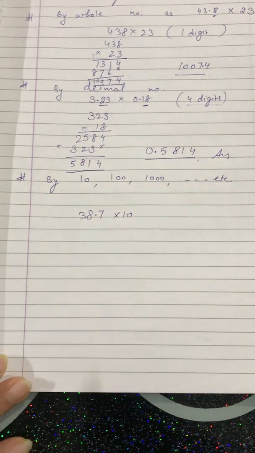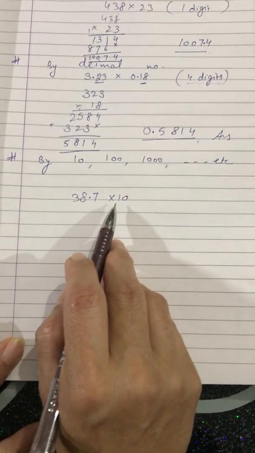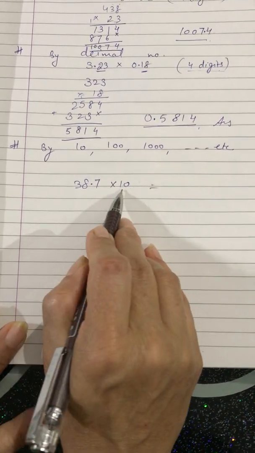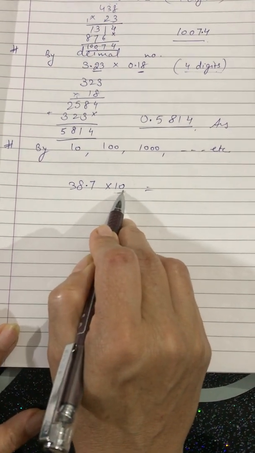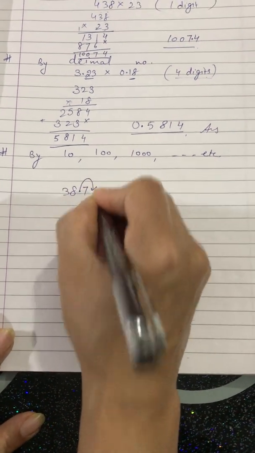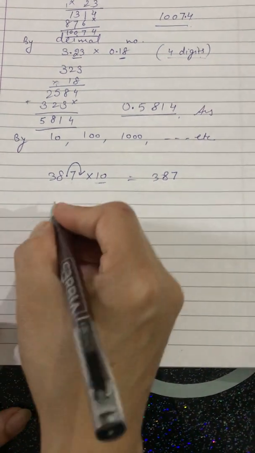The next part is multiplication of a decimal number by 10, by 100, by 1000, as 38.7 multiply by 10. Here there is no need to do the multiplication sum. We can do it directly. As multiplication by 10, there is one zero in 10, and there is one digit after the decimal. We will shift the decimal to the right side and the number will become 387.